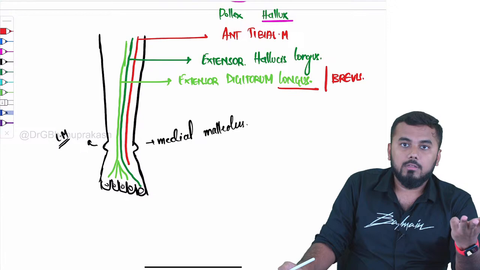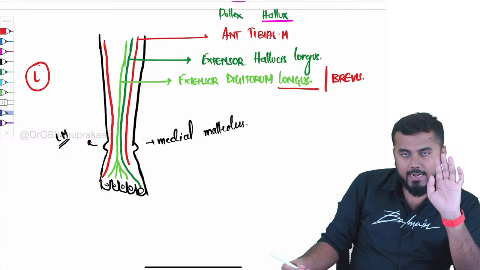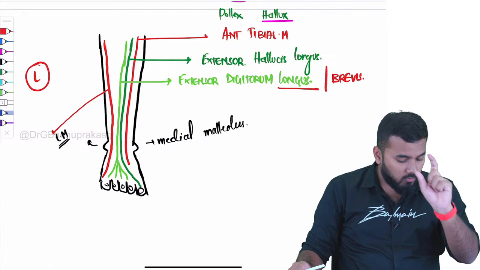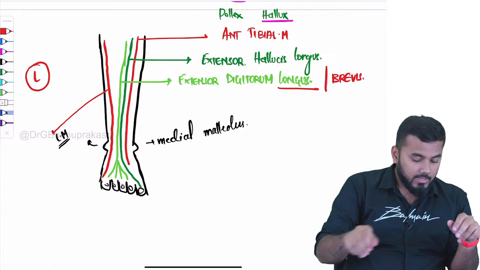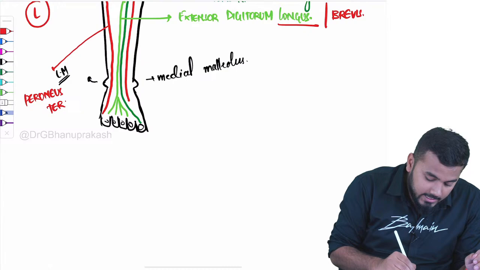This muscle is located completely laterally. This is the lateral side. If it is located laterally, then I should start with a name of the lateral compartment. What is that name? Peroneus, very good, but not longus. This is called Peroneus tertius. Why it is called Peroneus tertius, I'll tell you. Remember it as Peroneus tertius.